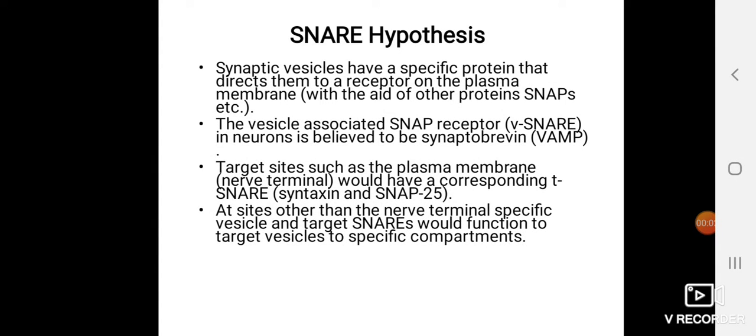Hello dear students, in the last video I explained the formation of vesicles, which happens with the help of coat protein molecules, that is COP1, COP2 and clathrin coatomers. So in this particular video I wanted to explain the fusion of vesicles.